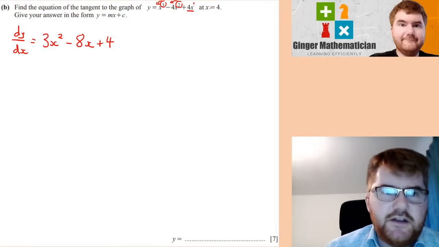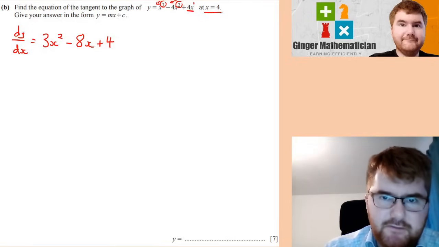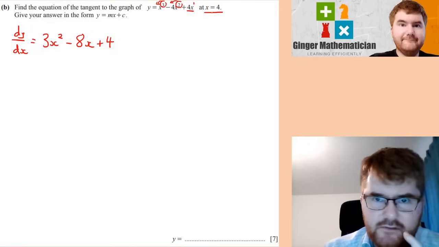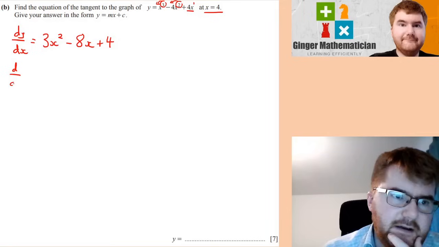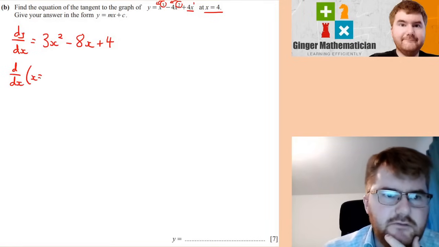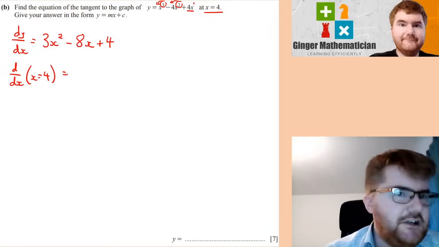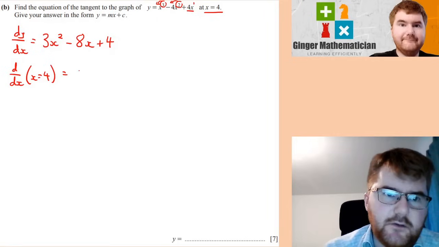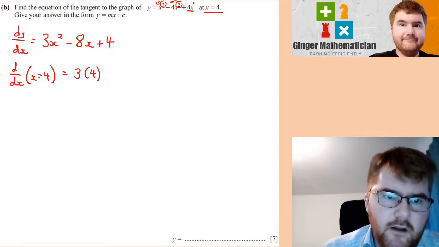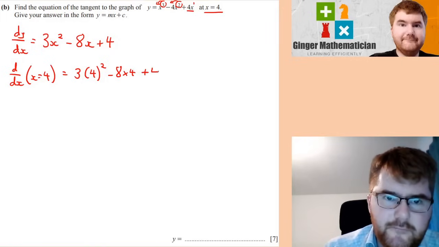Now at this point, we actually want to work out the gradient at the specific point. We don't want to work out turning points or anything. So we need to work out dy by dx where x is equal to 4. What does that mean in real English? Well, we're going to put 4 into this equation. So we get 3 lots of 4 squared minus 8 times 4 plus 4.